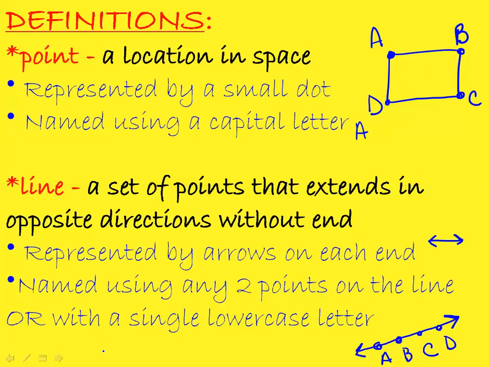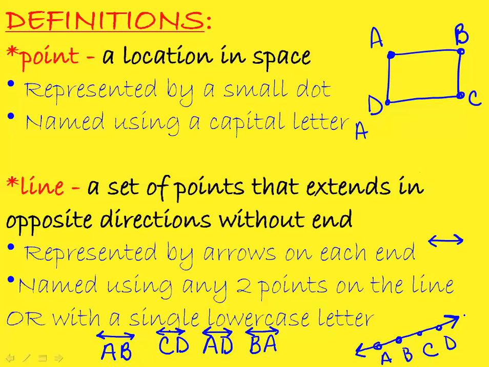So for example, I might name this line AB. I could also name this line CD, or maybe AD. I could even go backwards and name it line BA. It does not matter which 2 points I pick, because I actually am showing by these arrows that it goes through point A and through point B, and it keeps going. So it indicates that it's everything.